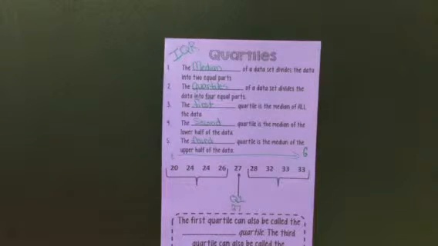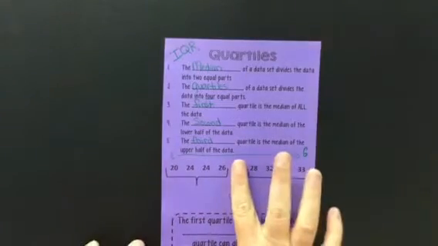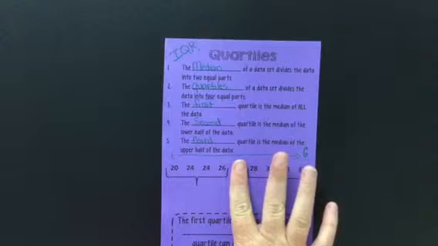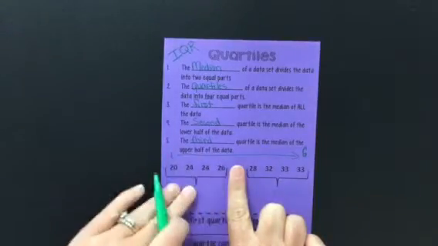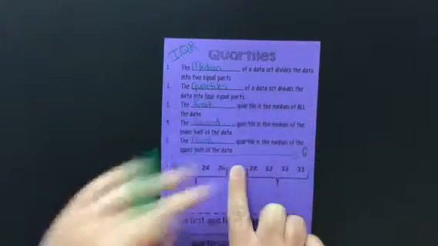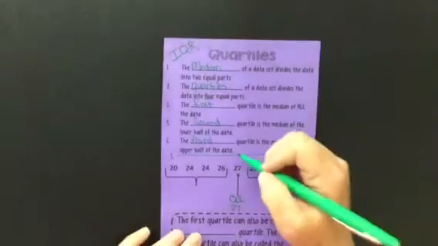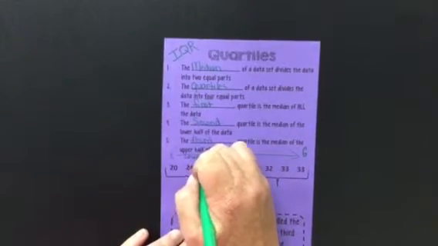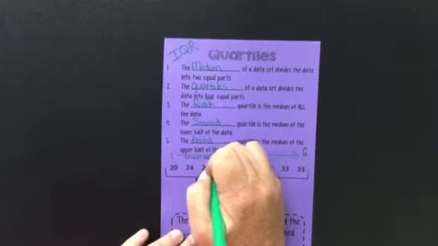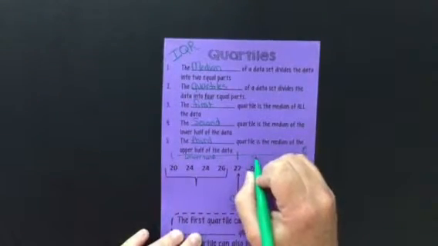Now what I'm going to do to help me, I'm going to cover up my median. This is my median right here. I'm going to cover it up. I now have a lower half and an upper half, right? Does everybody see that? So I'm going to put lower half, upper half.